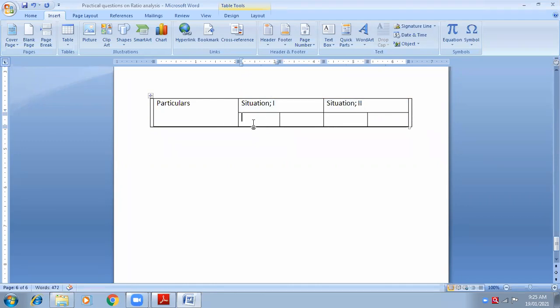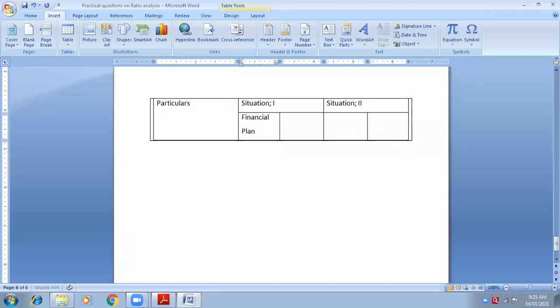Now, in situation 1, you have financial plan A and also B. So in situation 1, you have financial plan A and B. Similarly, in situation 2, you have financial plan A and B.